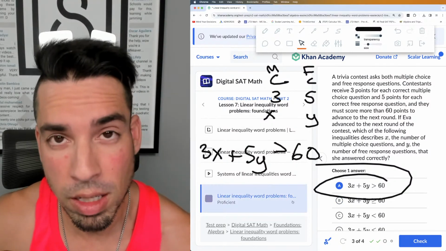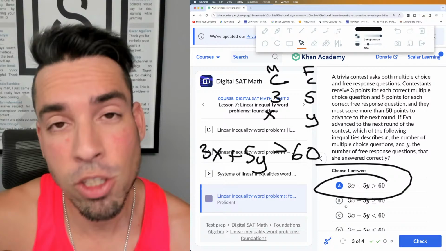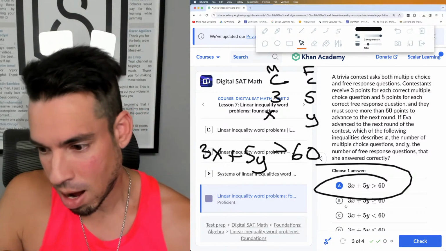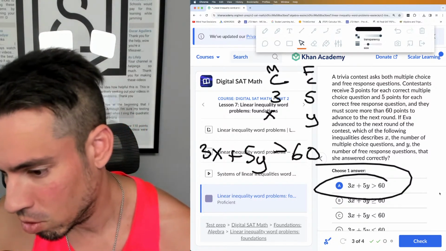Nice and simple. We formulate the inequality without going through the multiple choice and asking which one makes sense. My strategy is always, hey, I'm going to make it myself and then do my thing.